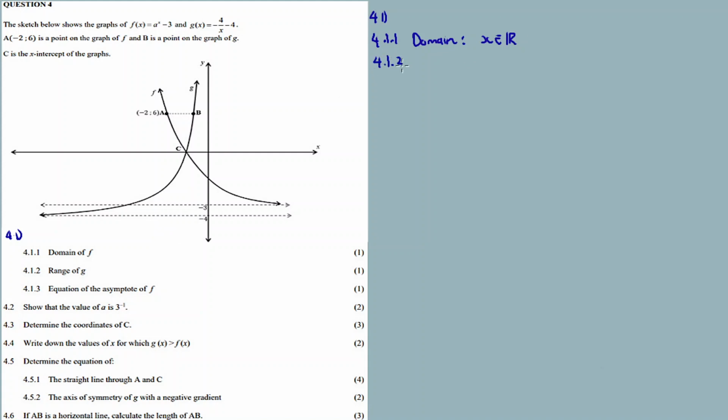The domain is the set of all x values on the function. So for an exponential function, the domain is always taken as x element of real numbers, that is, x from negative infinity to positive infinity. You can write it like this or like that.